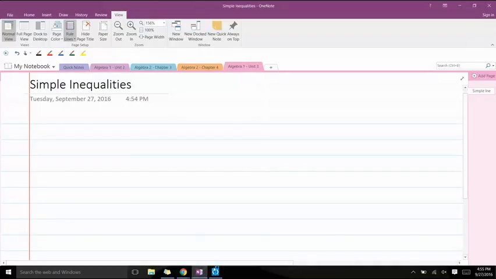Hey everybody, welcome to Unit 3, Inequalities. Today we're just going to do a short little introduction into inequalities, simple inequalities, get you guys familiar with those.